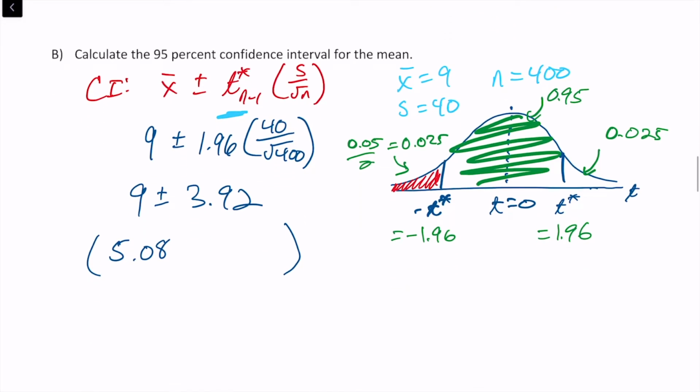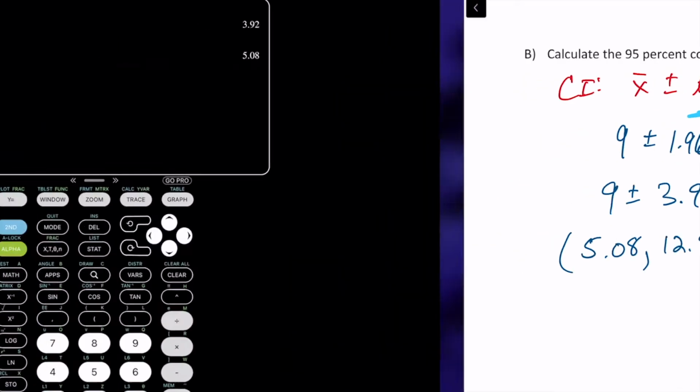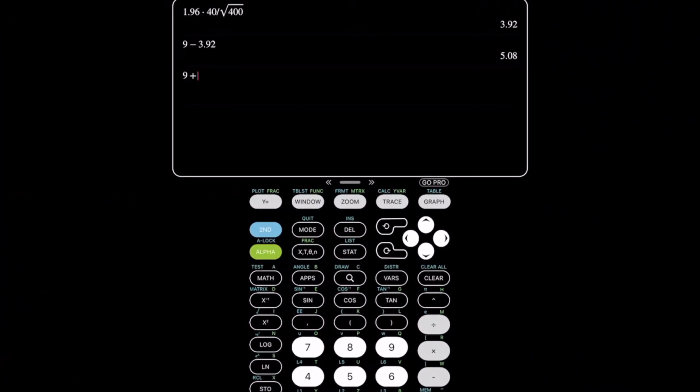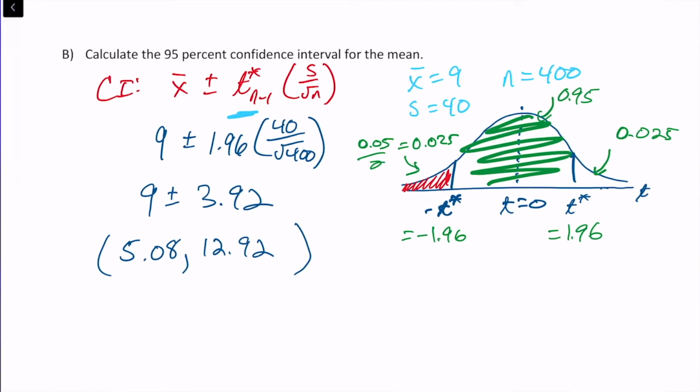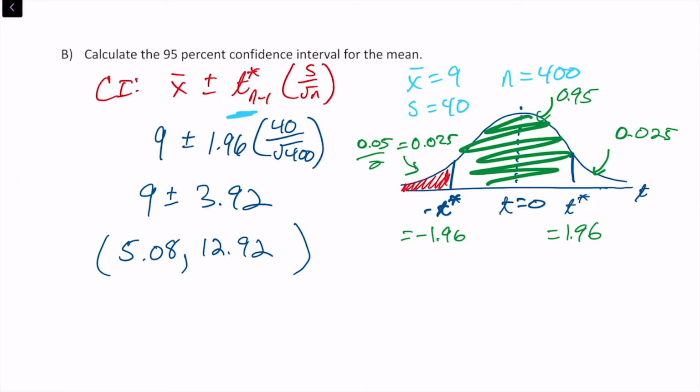Make sure you guys can see that. Up to 9 plus 3.92 is going to give us 12.92. All right, to verify that, 9 plus 3.92, 12.92. All right? So that is our 95% confidence interval. I don't think that was terrible.